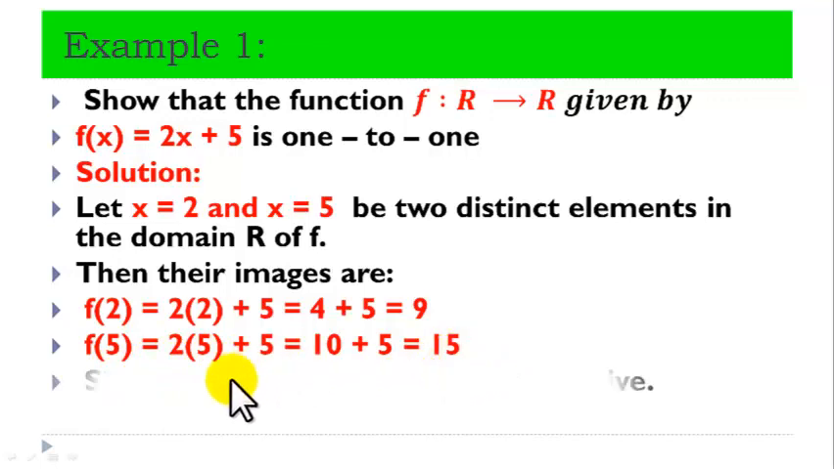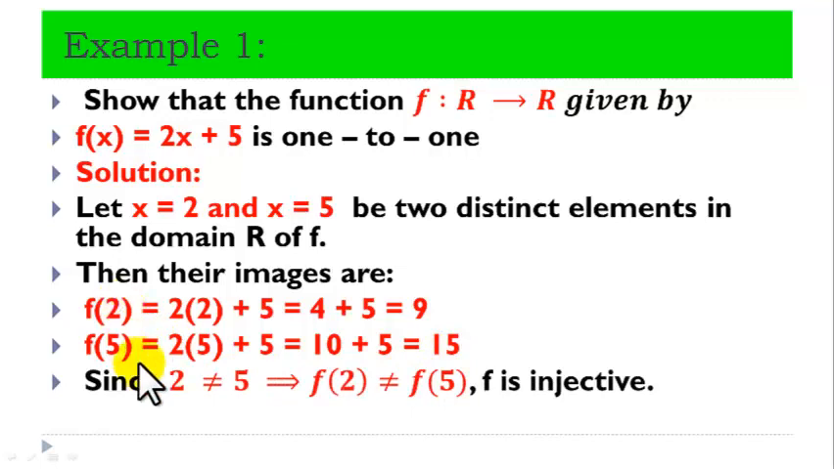Clearly, 2 is not equal to 5 implies that f of 2 is not equal to f of 5. Hence, the function f is an injective function.